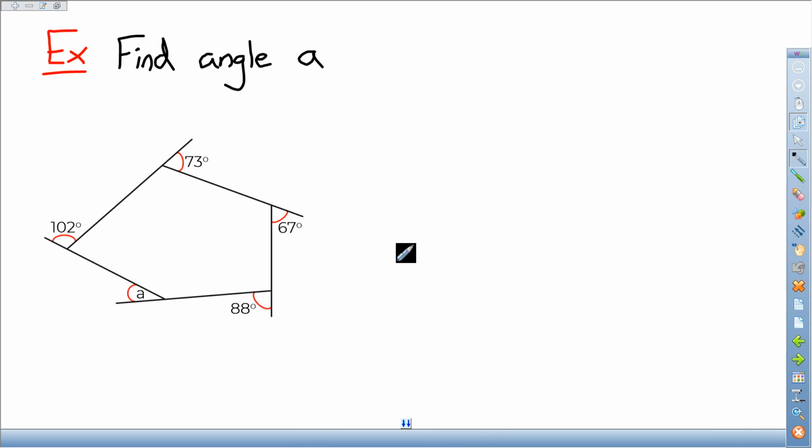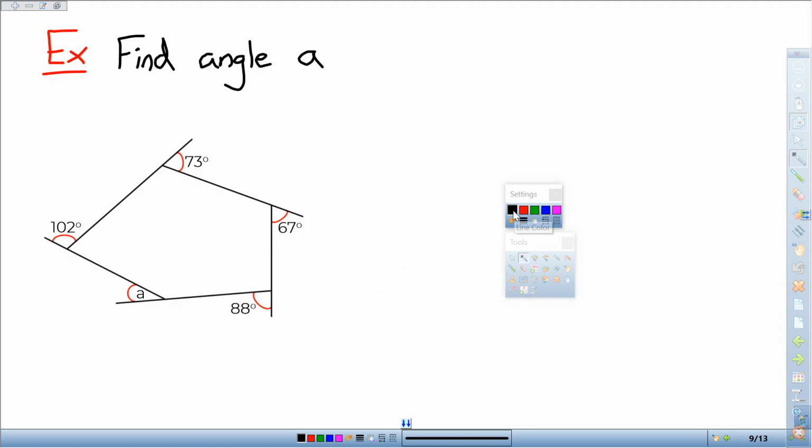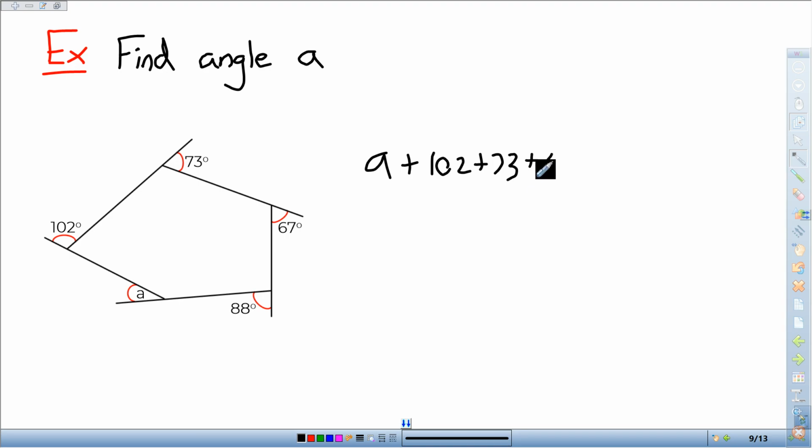We know we can make an equation out of this. We can add up all of these exterior angles and set it equal to 360. Notice I don't even care how many side lengths this thing has, because all of the exterior angles of any polygon add to 360. So let's start with angle A plus 102. I'm just making my way around. Those added together equals 360.